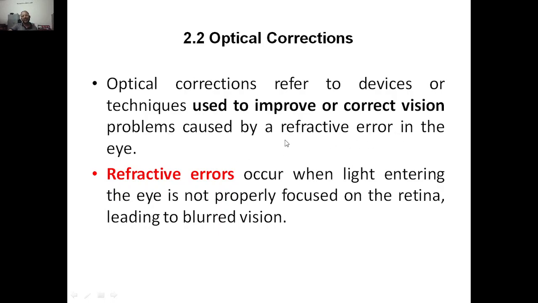Now what is refractive error? Refractive error occurs when the light entering the eye is not properly focused on the retina, leading to blurred vision. So what is this refractive error?